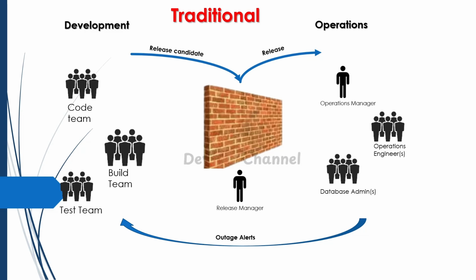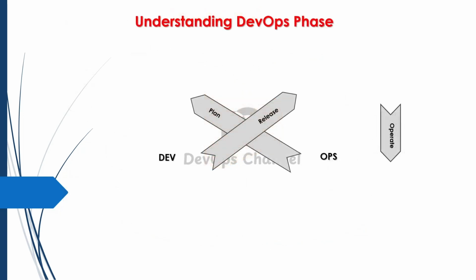Now let's understand with the help of an example of DevOps. Here the Dev and Ops team is kind of one team. There is a development team and an operations team, and they work together in this practice.